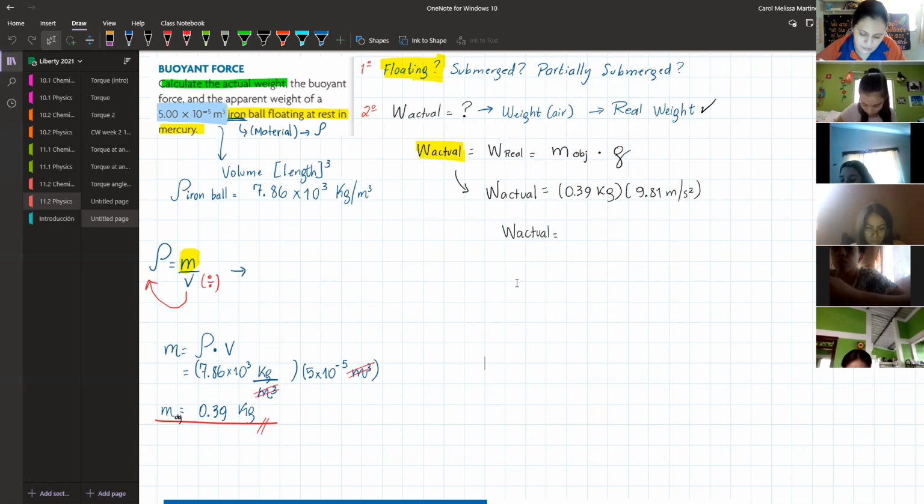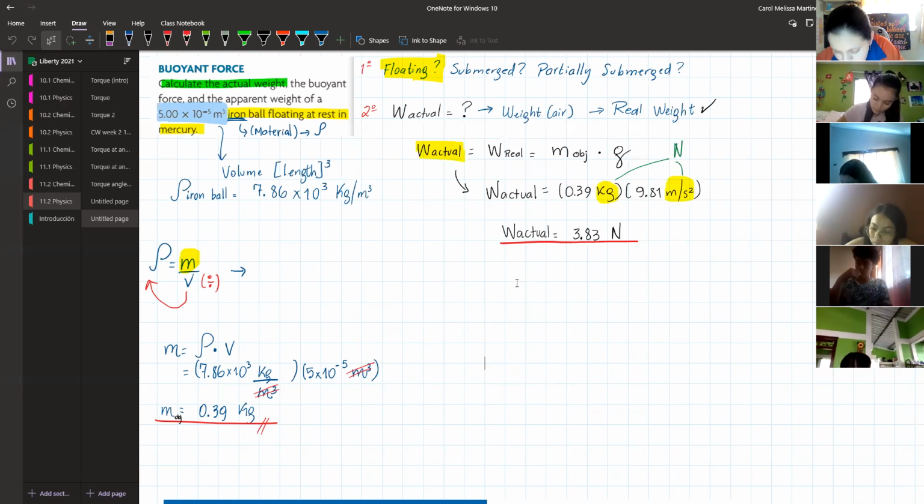3.83. Now, what unit do I get when I multiply kilograms and meter per second square? That gives me a single unit. What unit is that? Force. Force units, and force units are Newton, okay? So this is actually 3.83 Newton. With this, we answered the first requirement, okay?